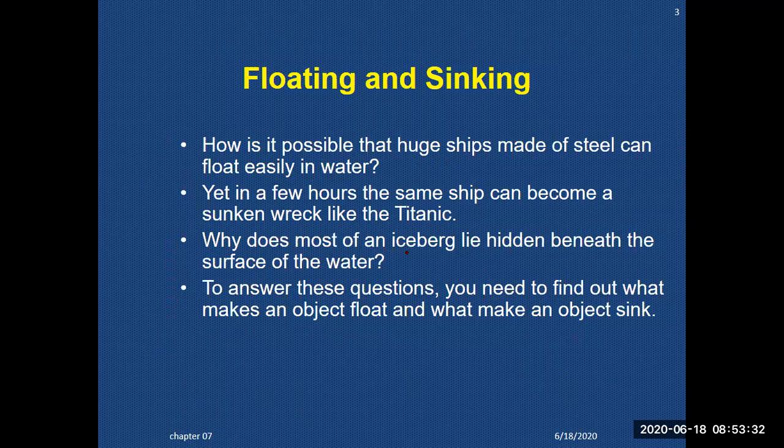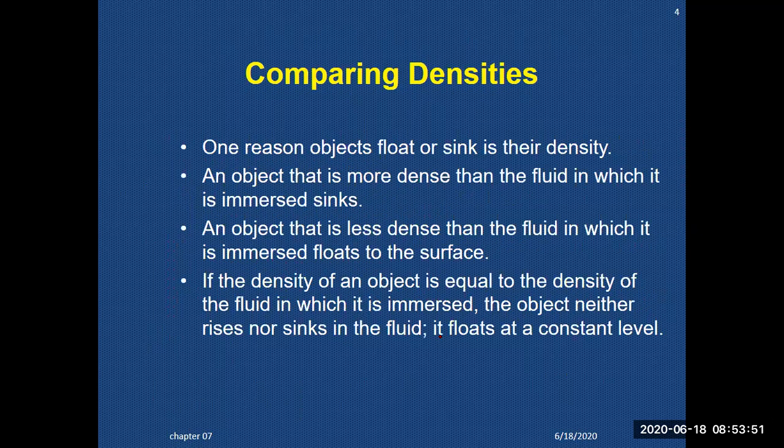Why does most of an iceberg lie hidden beneath the surface of the water? To answer this question, you need to find out what makes an object float and what makes an object sink. This is the complete detail to get the answers to these questions: when the object will be floating and when it will sink. So here we are comparing density. One reason objects float or sink is their density. An object that is denser than the fluid in which it is immersed will sink. This is the relation of density.